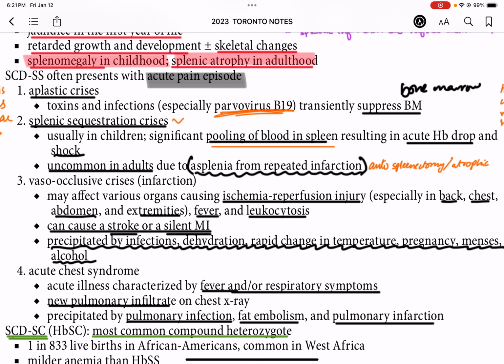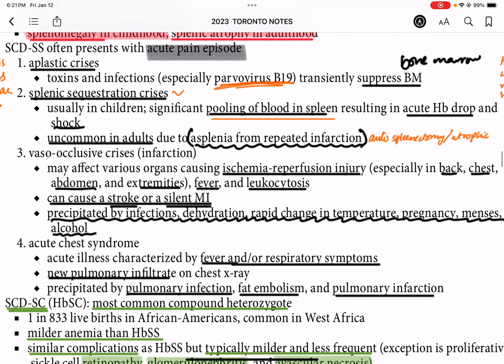Rest of the body, there's a hemoglobin drop, and then the child goes into shock. But it is not that common in adults because the spleen is already atrophic. Vaso-occlusive crisis, infarction, many organs are affected. Ischemic reperfusion injury, especially in the back, chest, we could say abdomen and extremities. Just like I mentioned already, they have pain in extremities and in their abdomen, and they present with fever and leukocytosis. It can also cause a stroke or a silent MI.